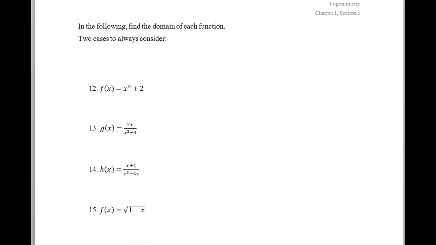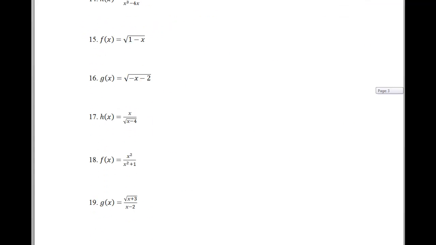Now, problem number 15 starts with square roots. Square roots cannot be negative. You cannot have a square root of a negative number. So anything underneath the radical, we need to have greater than or equal to 0. And then we solve for x. Subtract 1 from both sides.